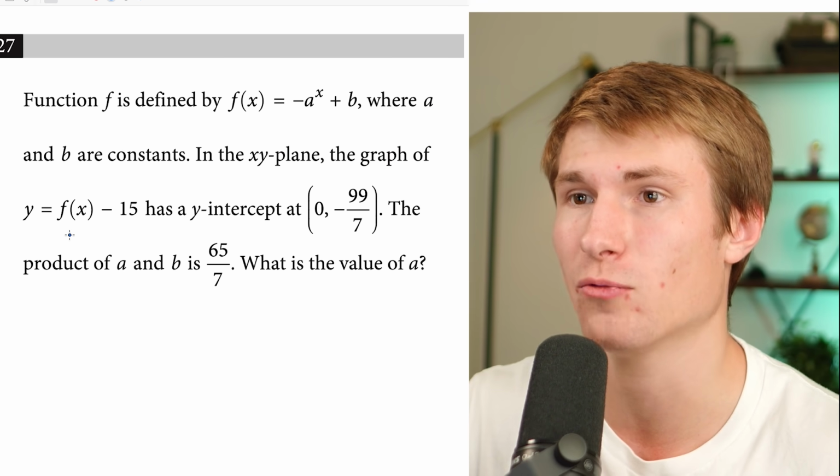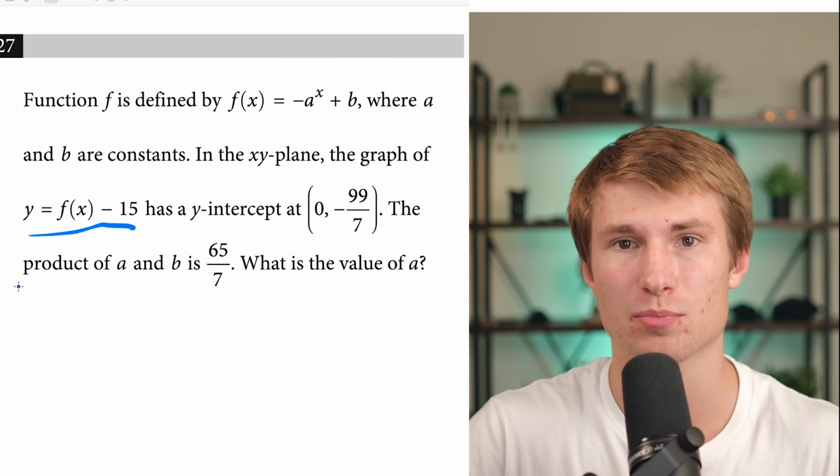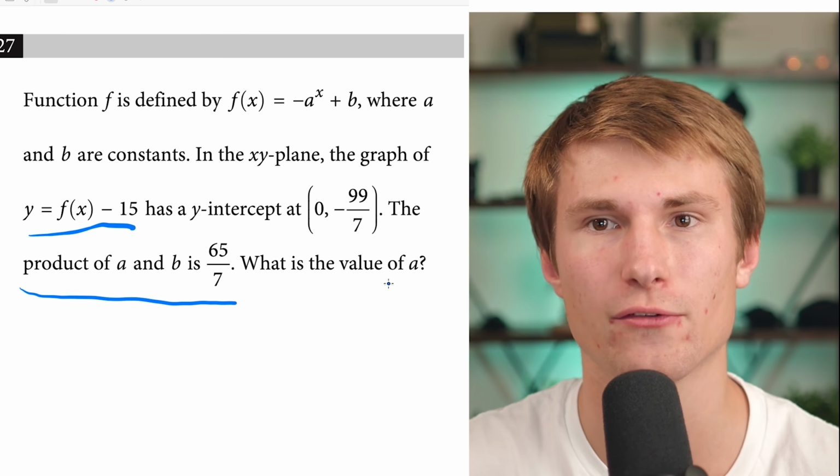In the xy plane, the graph of y equals f of x minus 15 has a y-intercept of (0, negative 99 over 7), where the product of a and b is 65 over 7. What is the value of a?